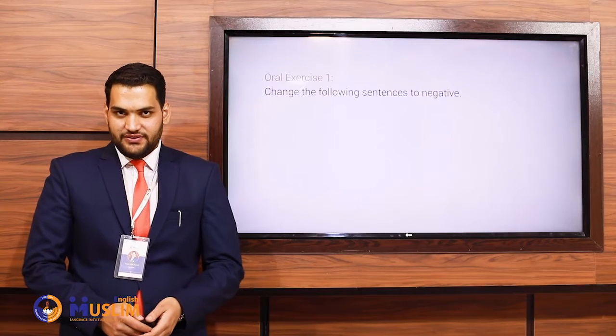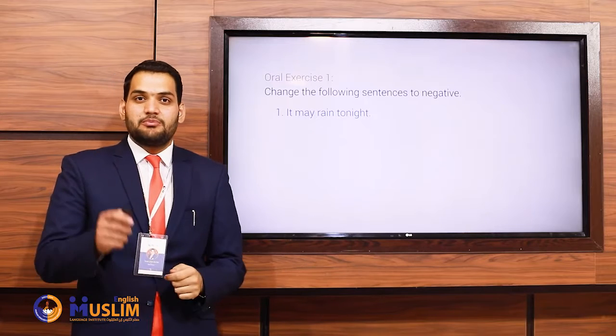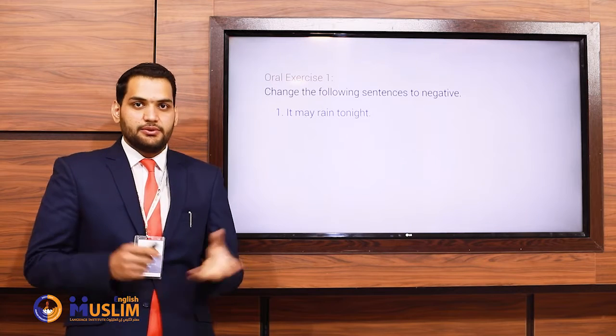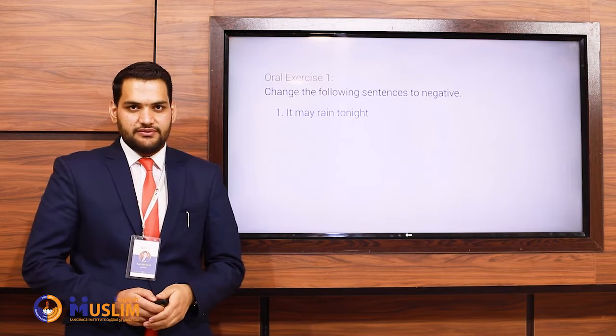Let's do an oral exercise. Change the following sentences to negative. For example, number one, it may rain tonight. The negative is it may not rain tonight or it mayn't rain tonight. Good luck with the rest of them.